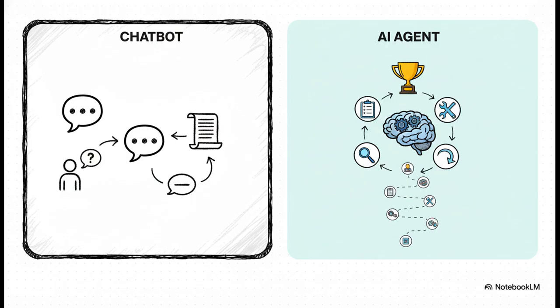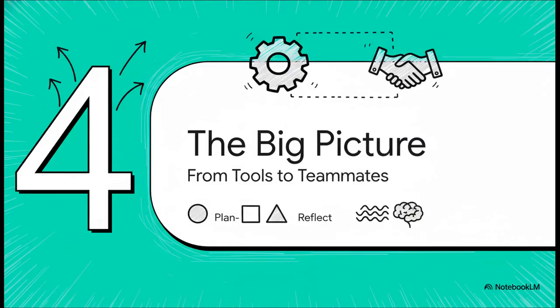A chatbot is reactive. It's like a fancy interactive FAQ, just responding to your questions based on a script. But an AI agent, powered by that PAR loop we've been talking about, is proactive. It's a goal-driven system that can plan, act, and solve complex multi-step problems all by itself. This distinction is way more than just a technical detail. It really represents a fundamental shift in how we're all going to interact with AI, moving from just using simple tools to collaborating with actual teammates.